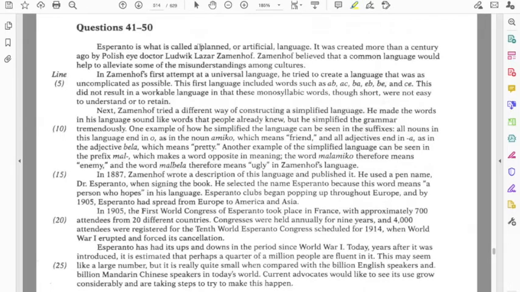Esperanto is what is called a planned or artificial language. In Zamenhof's first attempt at a universal language, he tried to create a language that was as uncomplicated as possible. Next, Zamenhof tried a different way of constructing a simplified language.